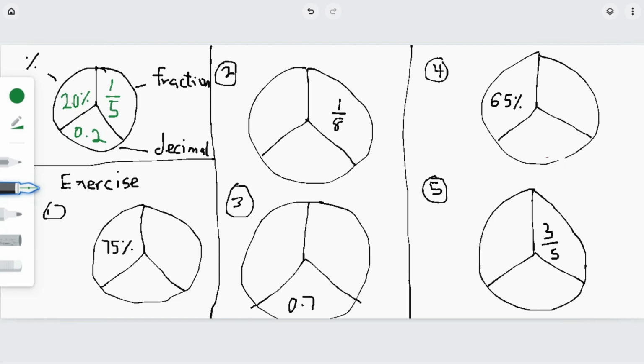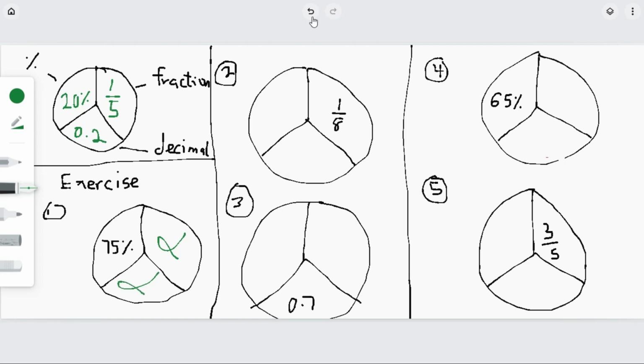Now if you convert 20% to a fraction, you are going to get 1/5, if you reduce it to lowest terms. And if you convert 20% to a decimal, you are going to get 0.2. So the first exercise here, which is 75%, you have to convert to a fraction, and write your answer here, and convert to a decimal, and write your answer here.